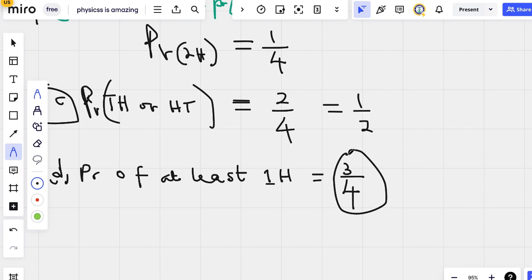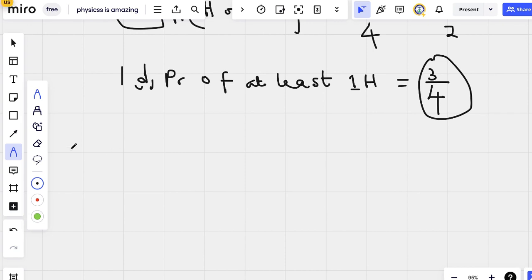So this is for when you toss 2 coins. When you toss 3 coins, we use a tree diagram. Okay, it becomes a bit cumbersome, but we can estimate it first. Okay, 3 coins, question number 2.